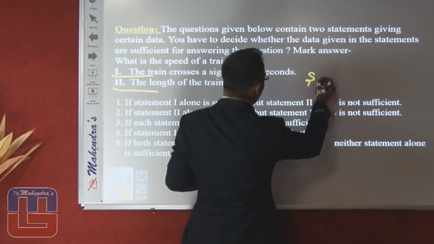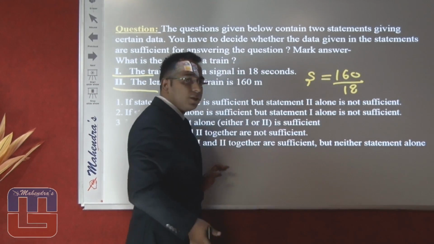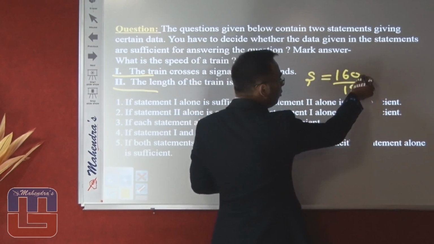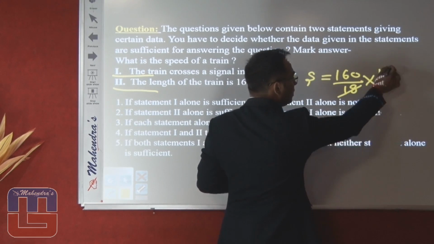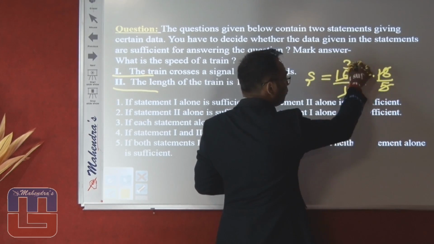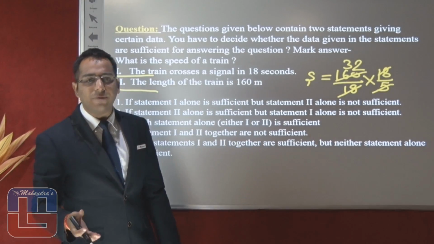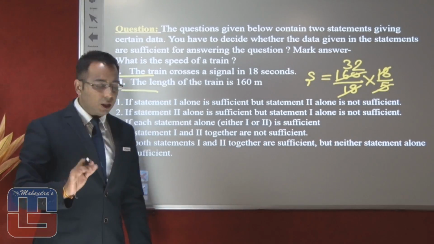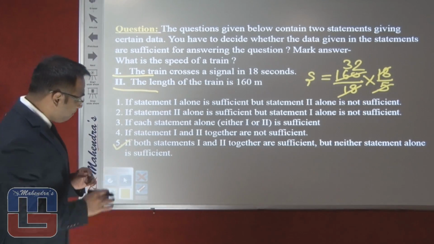So the speed will be 160 upon 18 meter per second, or you can convert it into kilometer per hour by multiplying it by 18 by 5. 32. The speed will be 32 kilometer per hour. We can easily derive it with the given information. So the correct answer option will be the 5th. Fine.